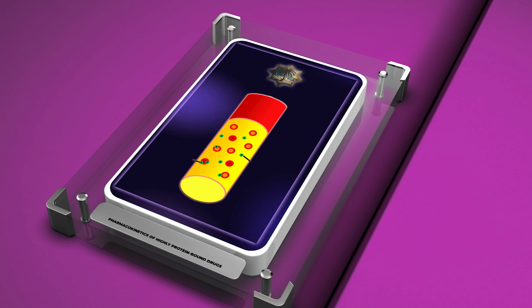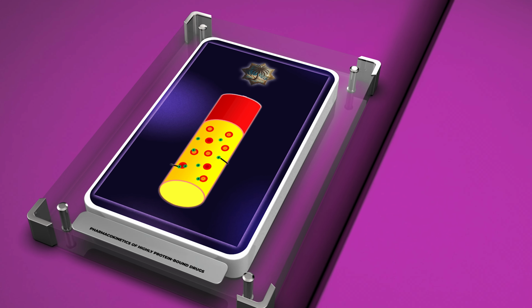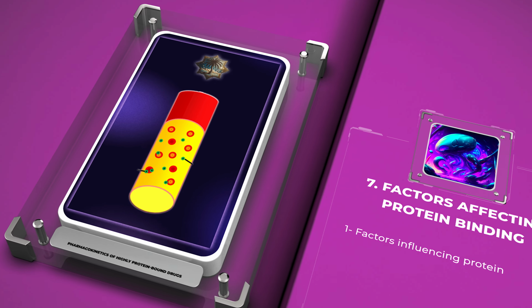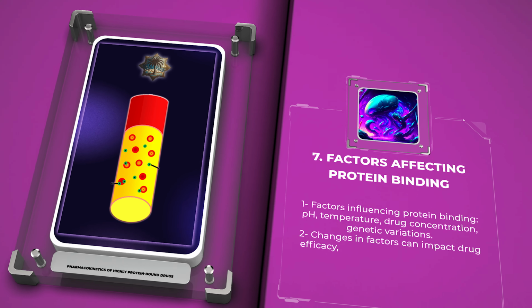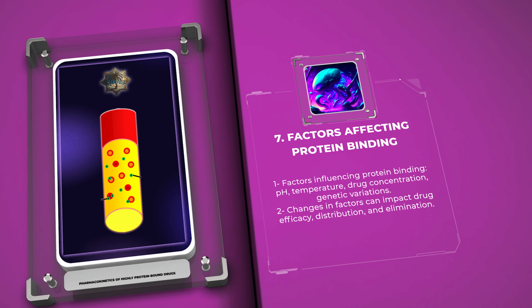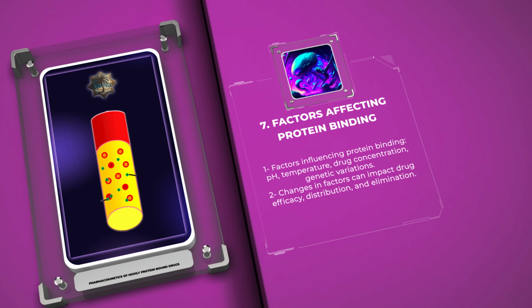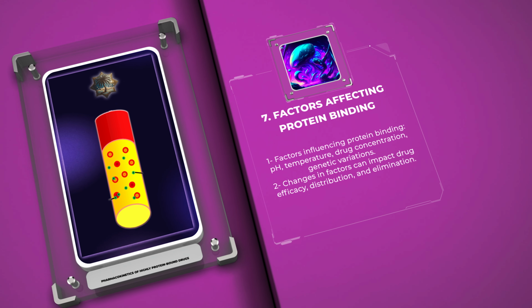Numerous factors influence protein binding, including pH, temperature, drug concentration, and genetic variations. Changes in these factors can alter the extent of drug-protein binding and significantly impact drug efficacy, distribution, and elimination.